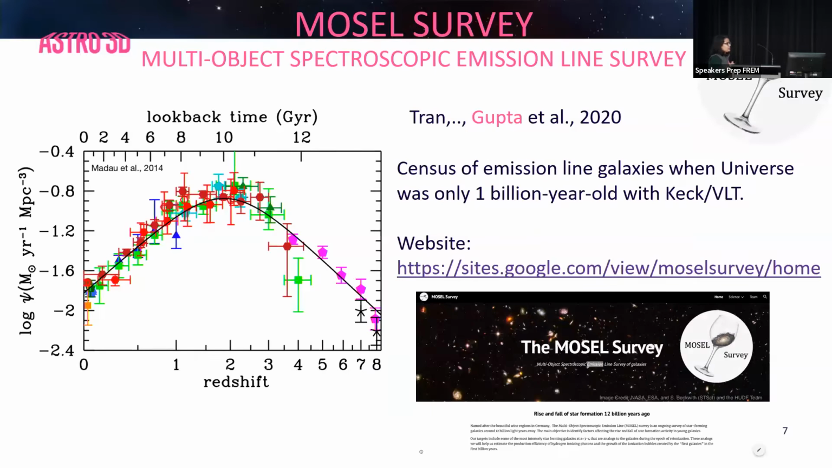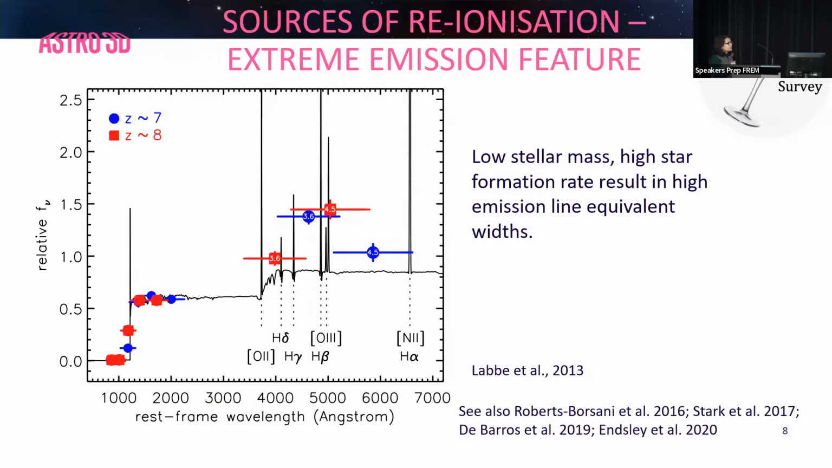And to do this, we are doing a MOSEL survey, which is a multi-object spectroscopic emission line survey. It's particularly looking at redshift 3 to 4, and this epoch is selected because we can get Lyman continuum and the other emission lines, for example, [OIII] and H beta, from ground-based spectroscopy. Great. But how do we select EoR analogs? How do we select galaxies which are similar to EoR? What do we know about EoR galaxies?